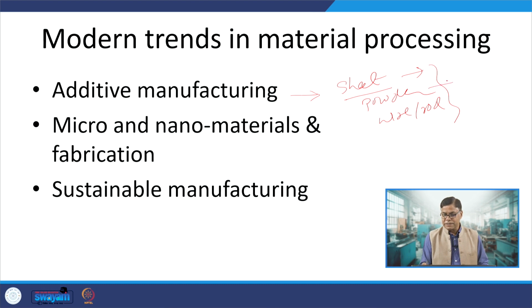shape. In case of the powder, things can be fused using the heat from a suitable source, and likewise in case of the wires. And we can also use liquids, and this method is particularly used for the polymers. So, their polymerization is done using a suitable kind of radiation.